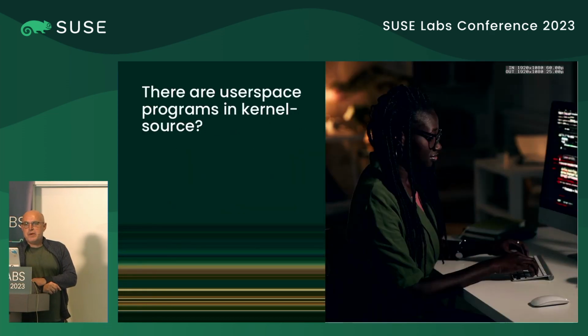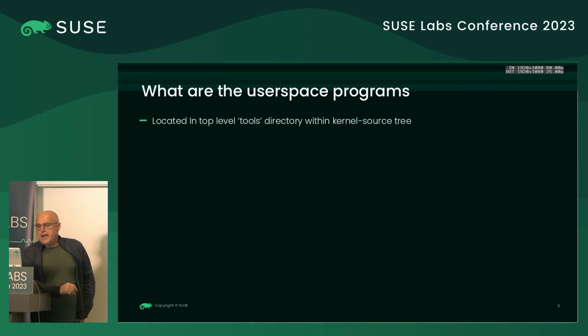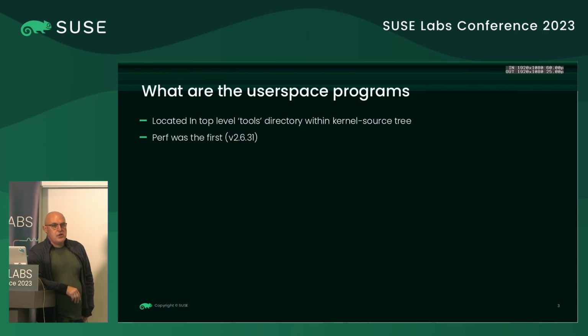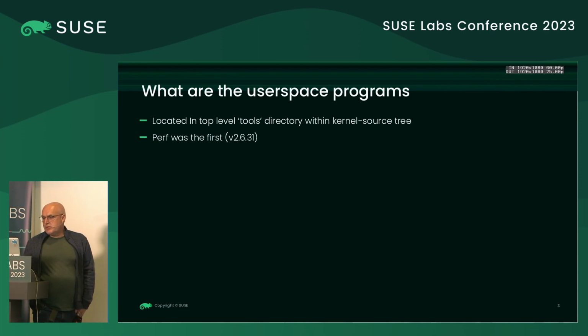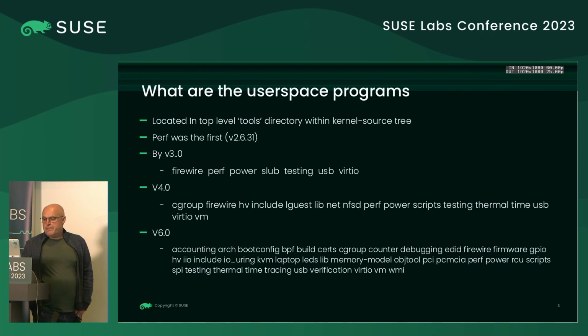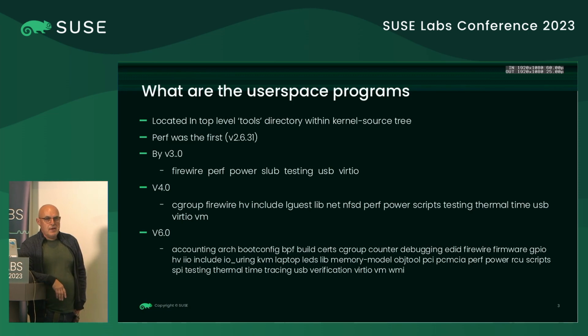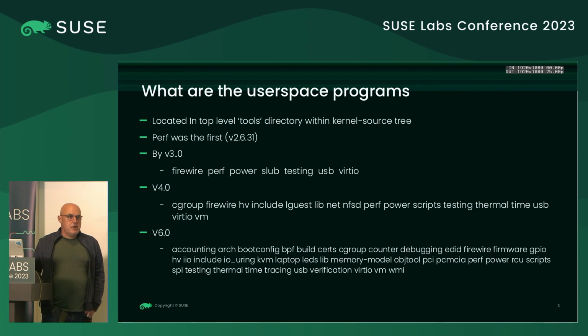So there's probably some people here who don't know this. There are actually user space programs in the kernel source tree, and they are located in the top level tools directory within the kernel source tree. And way back in 2.6.31, perf was the first package to be added into tools. By 3.0, we had this many, 4.0, this many, 6.0, this many. And I cannot tell you how many of these we package for SLE, as I have no idea.